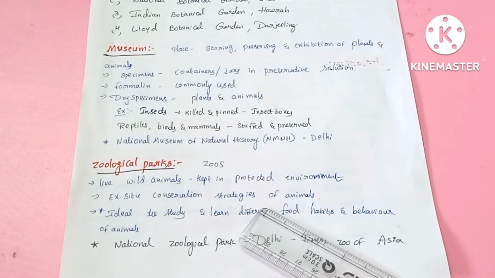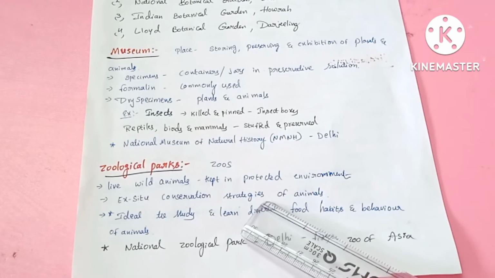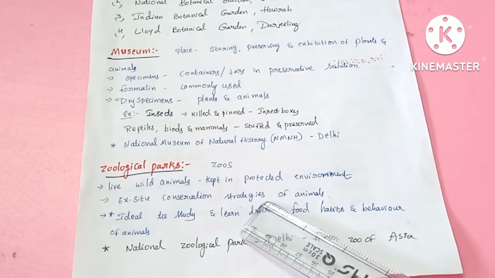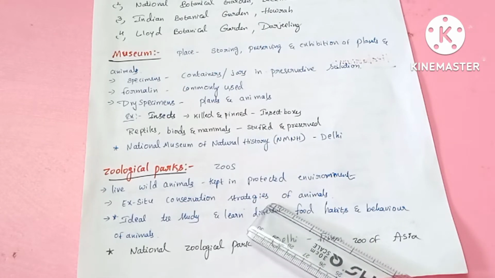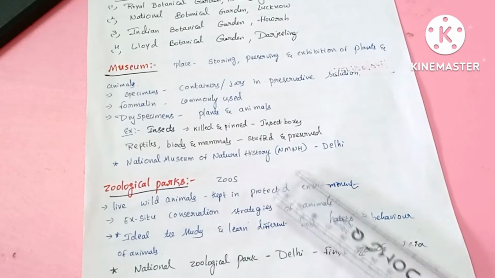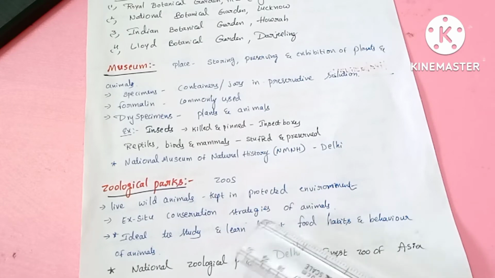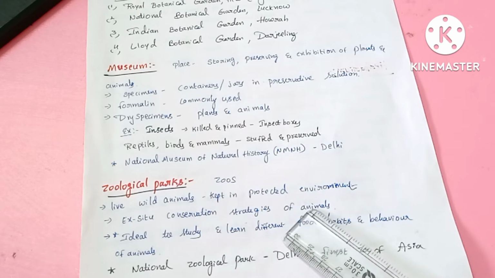We know what zoos are. Different types of animals are kept. Wild animals were taken and kept at one place in a protected, enclosed environment. So those are called zoos. Like in plants, ex situ conservation of plants is called botanical gardens, here in animals, the ex situ conservation strategy of animals is called zoos.